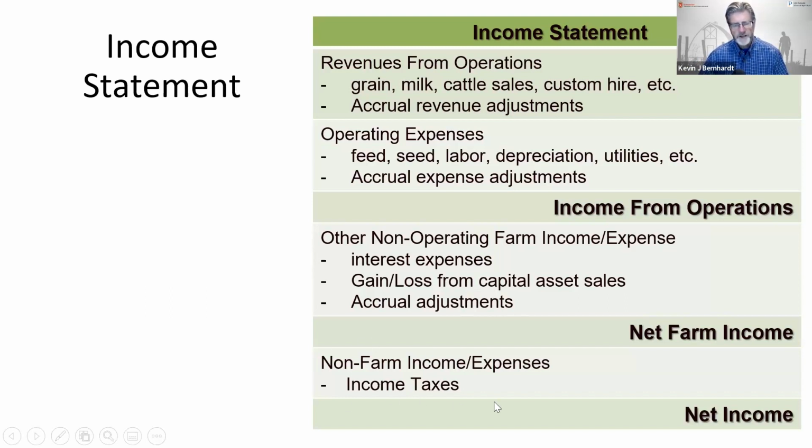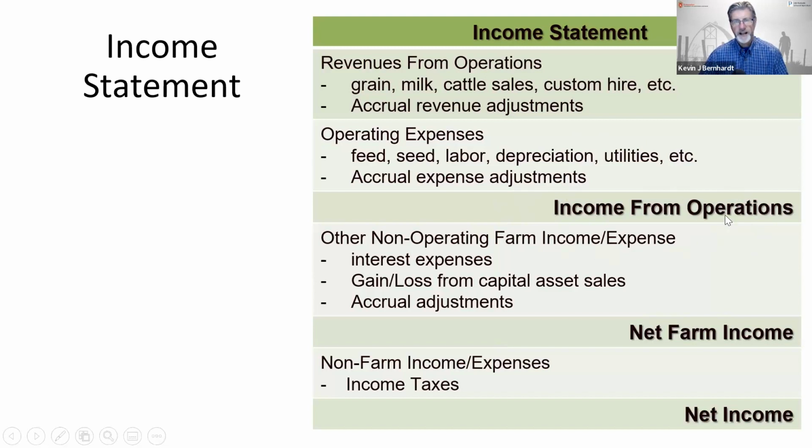The final section is non-farm income and expenses, and that includes primarily income taxes. Now, these 4 different sections lead to 3 different net income or net profit figures. The first is income from operations.